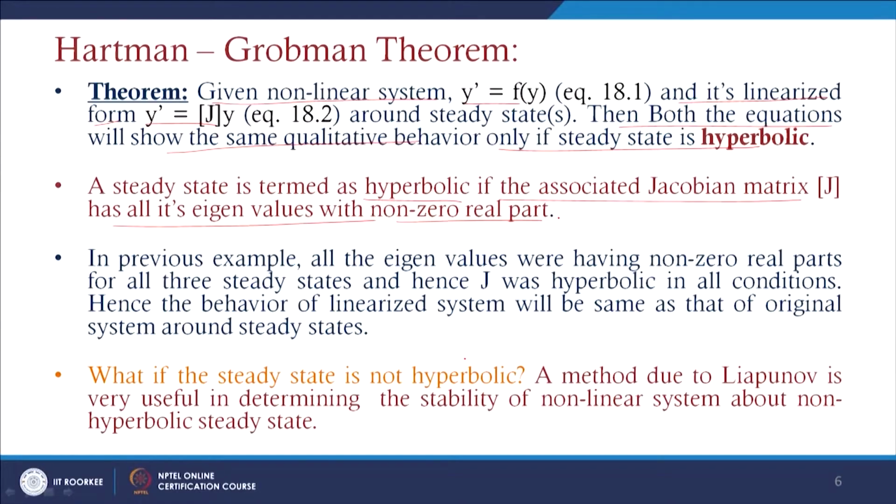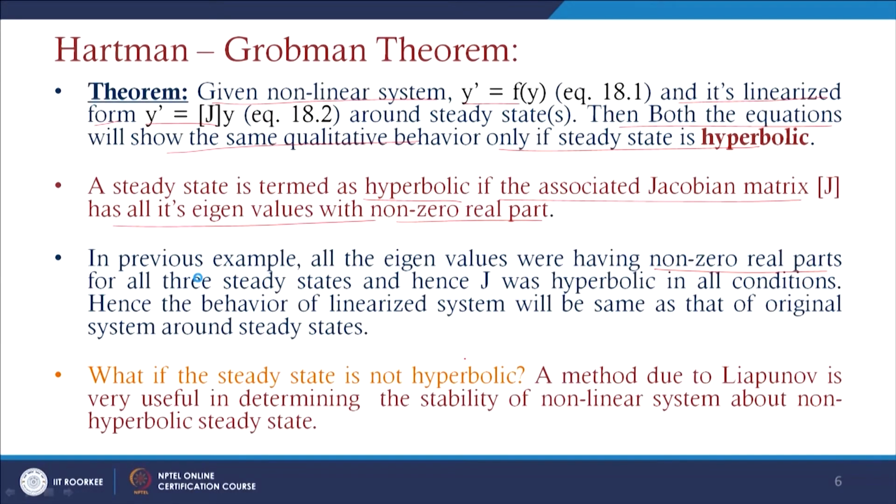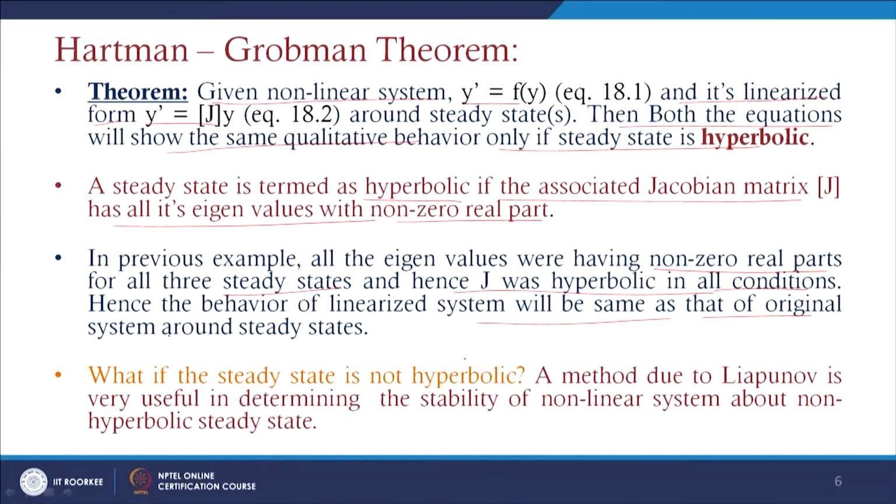In the previous example, all the eigenvalues had non-zero real parts. The diagonal elements came as 2, minus 2, minus 1, minus 2 here, so all real parts exist. Hence, we can say that the system is hyperbolic in nature. That is why the three steady states we discussed in the previous slide have non-zero real parts, hence J was hyperbolic in all conditions. And hence the behavior of the linearized system will be the same as that of the original system around the steady state, by the condition of a hyperbolic system.